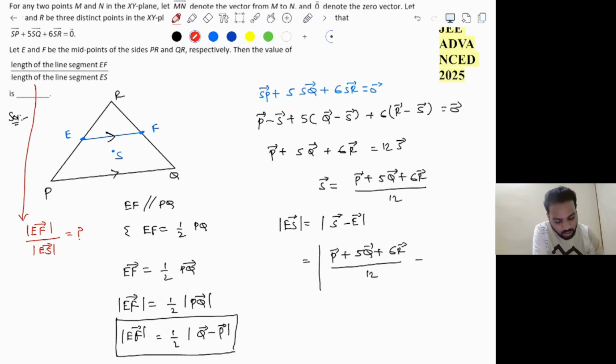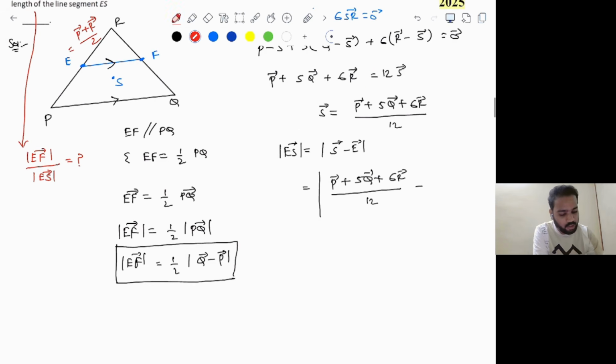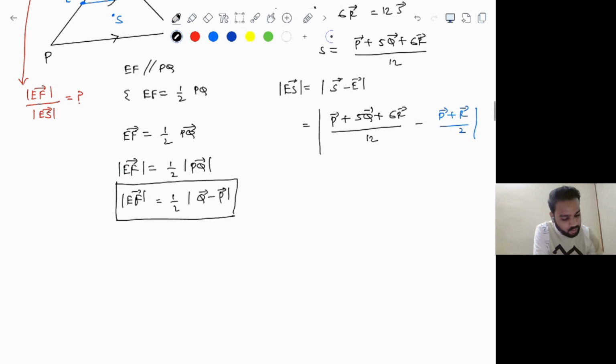So which means I can write down E bar simply as (P bar plus R bar) divided by 2, because it is the midpoint of the side PR, right? That is why E bar is nothing but (P bar plus R bar) divided by 2. So let's take that and substitute it here. In the place of E bar, I'm going to write (P bar plus R bar) whole divided by 2. And let's try to simplify here.